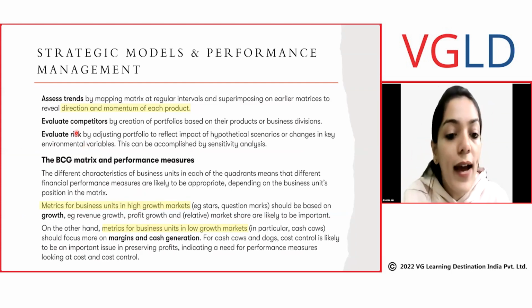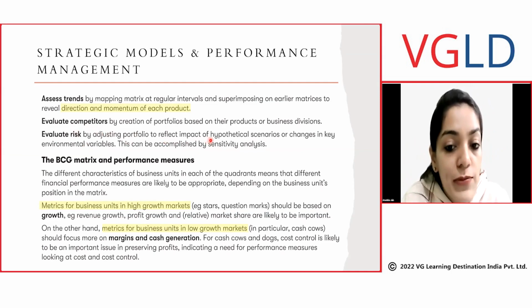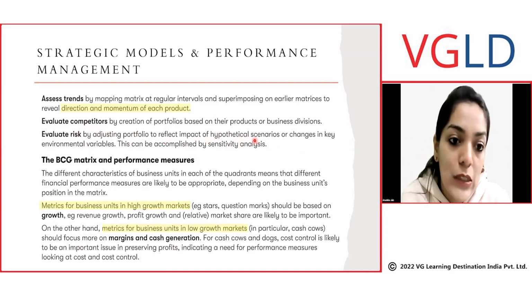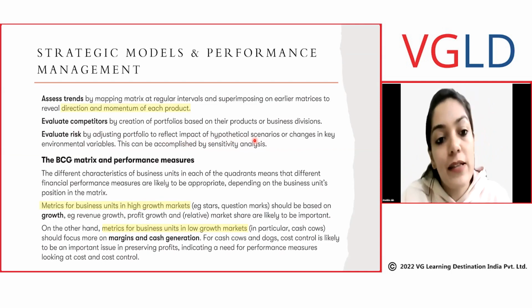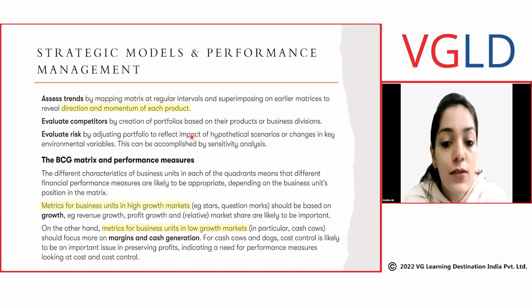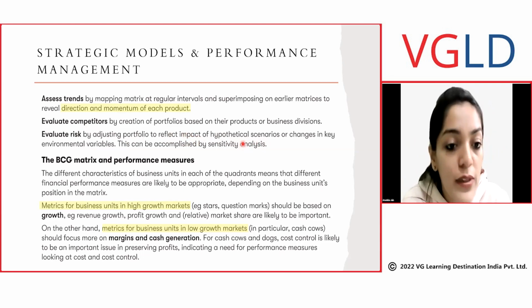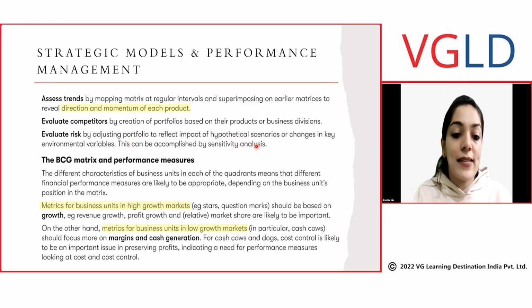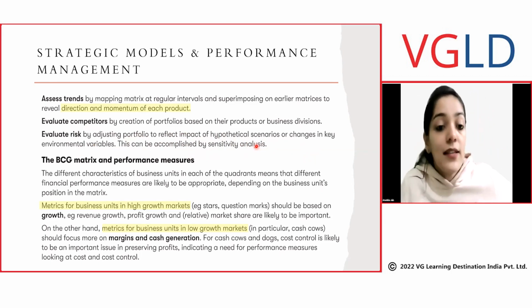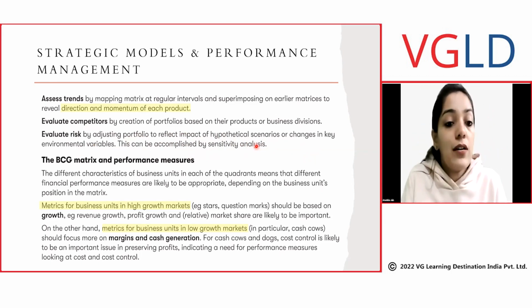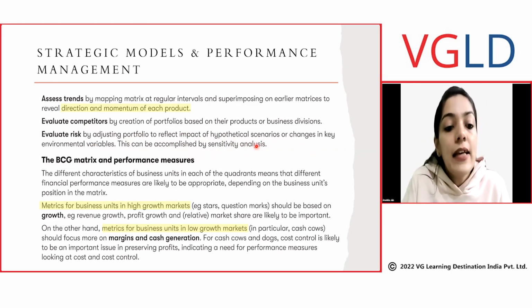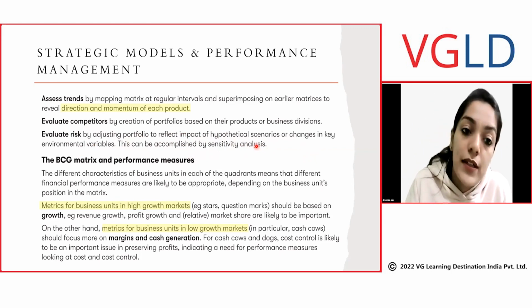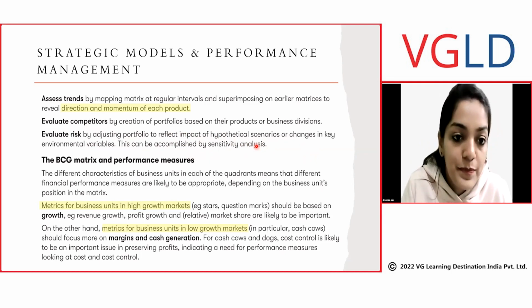Okay. So evaluate risk by adjusting the portfolio to reflect the impact of hypothetical scenarios. What I did was hypothetical only. Let's say the sales fall by 5%, the tax rates increase by 10%. So to reflect the impact of hypothetical scenarios or changes in key environmental variables, this can be accomplished by sensitivity analysis. So when I have done the sensitivity analysis for the different products in the BCG matrix, I will find out which ones are the risky products and where the focus needs to be.